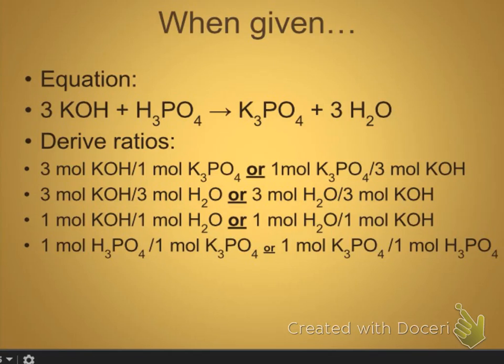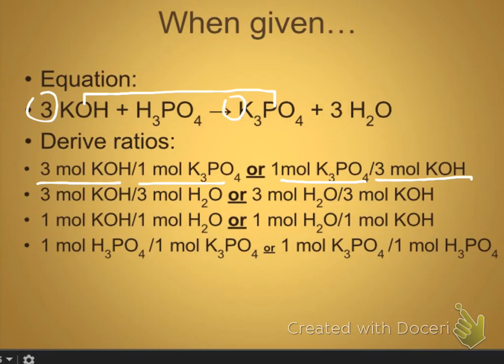From that single equation, you can derive 8 basic mole ratios. We can look at the ratio between the potassium hydroxide and the potassium phosphate. For every 3 moles of potassium hydroxide, we get 1 mole of potassium phosphate. And again, these numbers are just coming from the coefficients. If there's no coefficient, it's a 1. We can also flip that on its head. If we produced 1 mole of potassium phosphate, we know that we would have had to react 3 moles of potassium hydroxide.